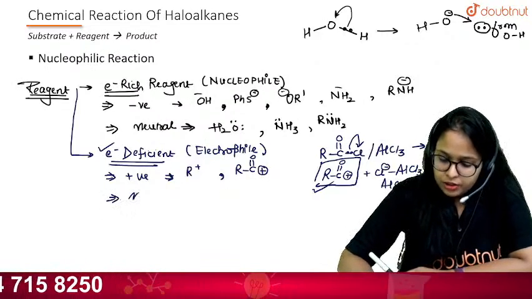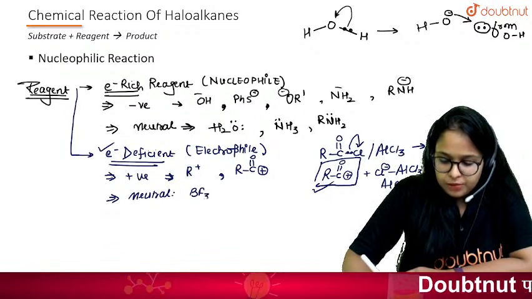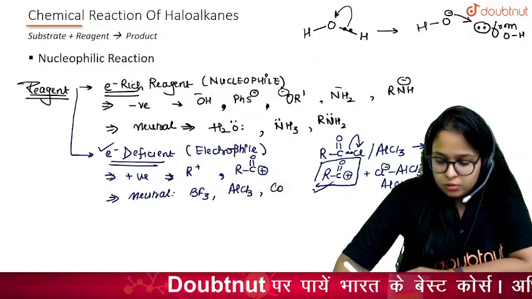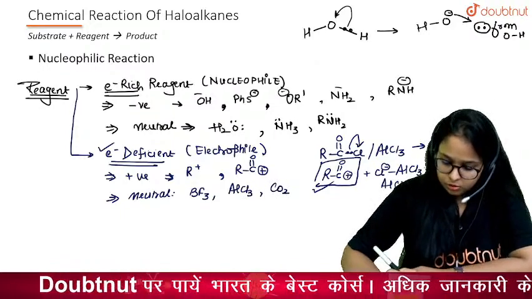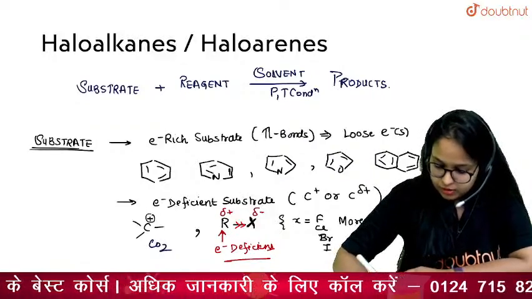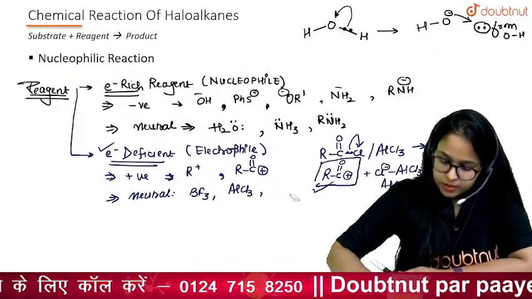We also have neutral electrophiles. For example, we have BF3, we have AlCl3, and we have CO2. CO2 is actually the substrate that should come here, right? Okay, CO2 is the substrate.